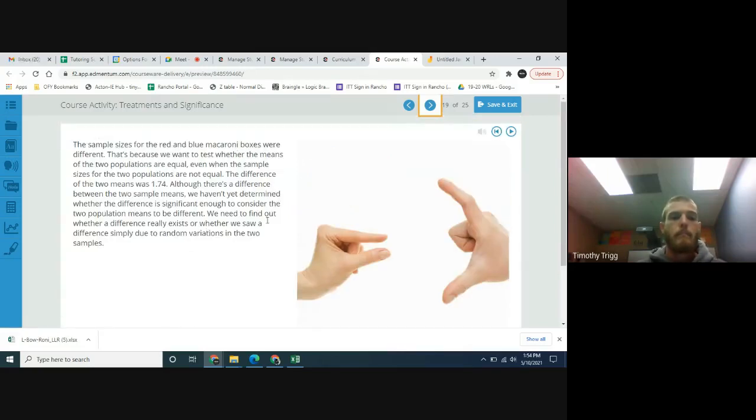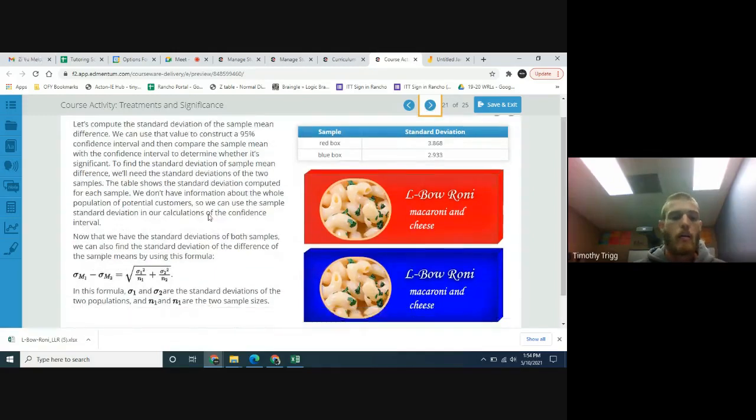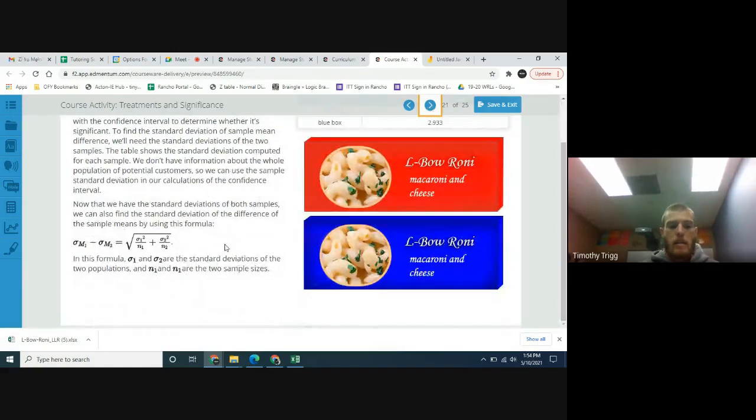Moving on. You should have gotten a sample difference of 1.74 when you subtract those two means, by the way. Now we're going to use this formula right here. So you might want to write this one down. This is to find the standard deviation of the difference of the sample means by using this formula. So I'm going to go ahead and write that down, and you should probably write that down too.